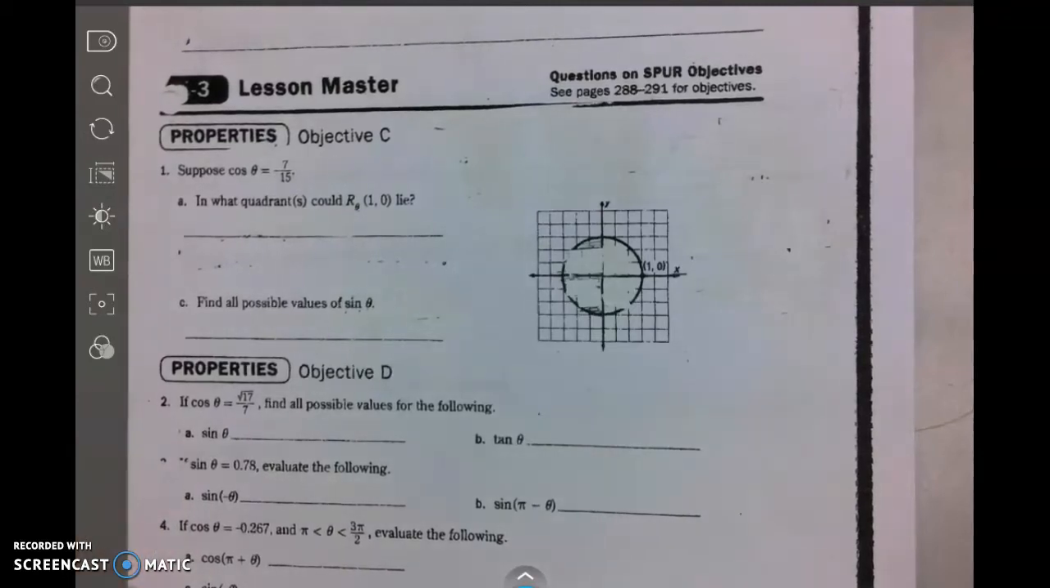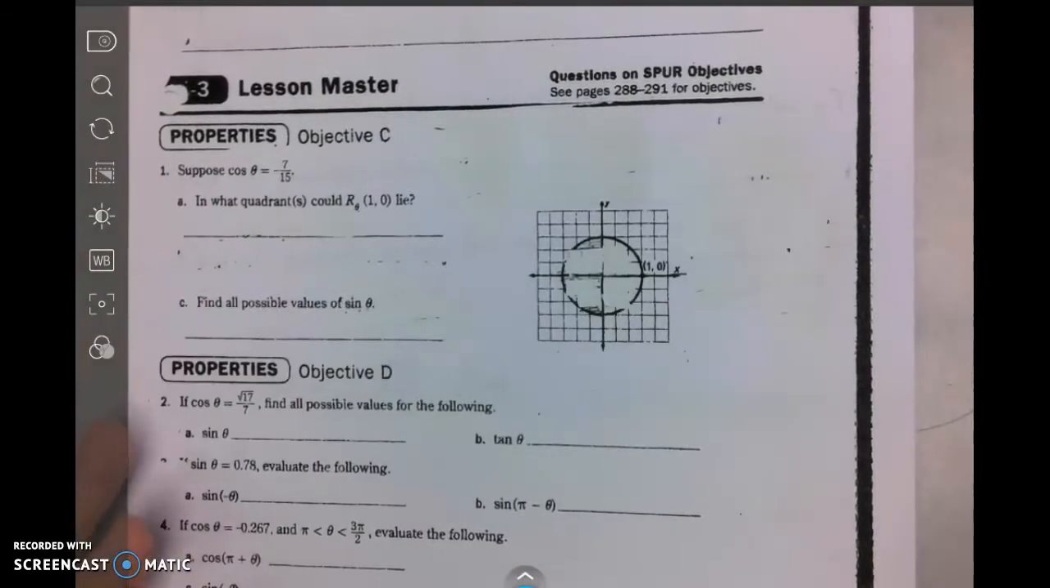This is Lesson Master 4.3, where we're going to practice with the 4 theorems as well as the trig identities. We're going to be doing a little bit of both on this Lesson Master. All right, so it says that suppose cosine is negative 7/15.